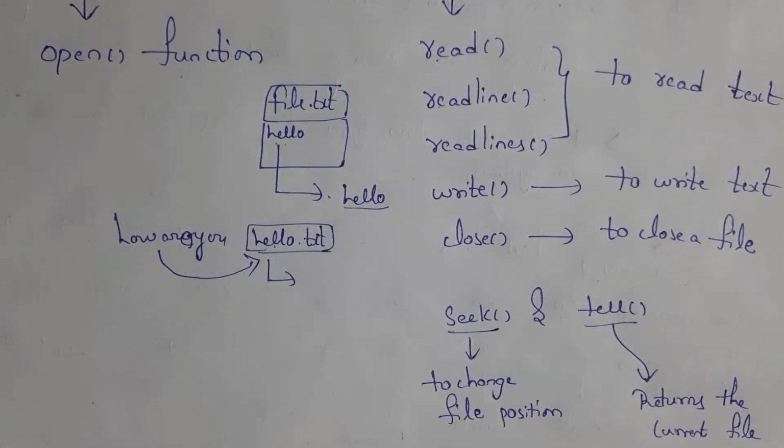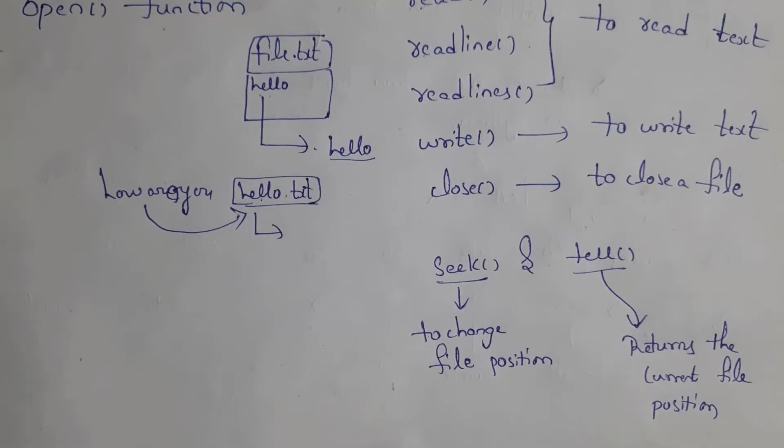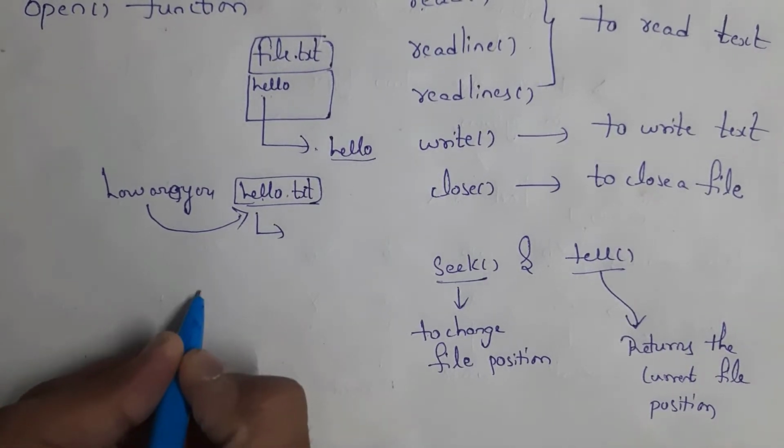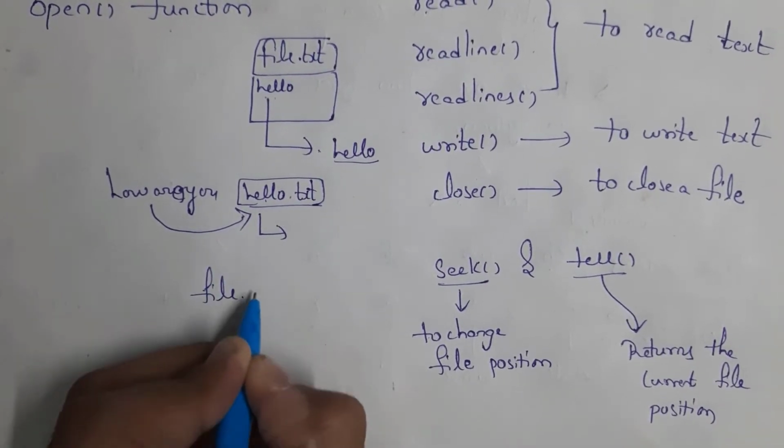After performing all these operations, at last we need to close our file. By using the close method, we can close our file. Next one is the seek method. For example, my text file name is file.txt.